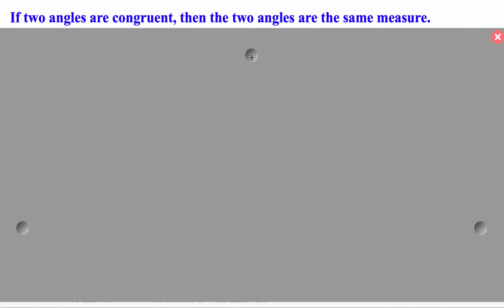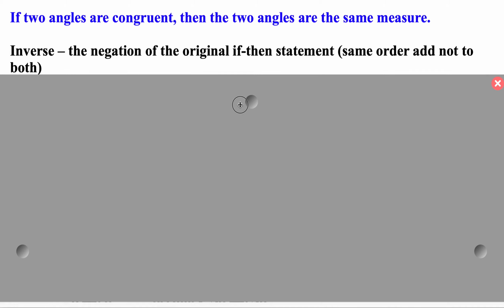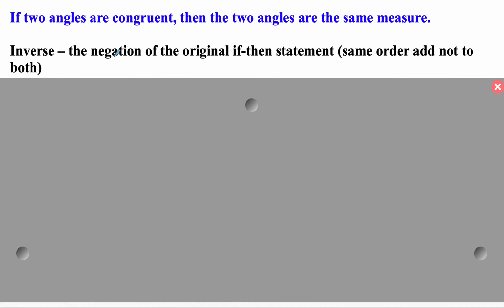There are three different ways we can modify this. Specifically, we can take the inverse, which is the negation of the original if-then statement, meaning we've negated the whole thing. Same order, add not.